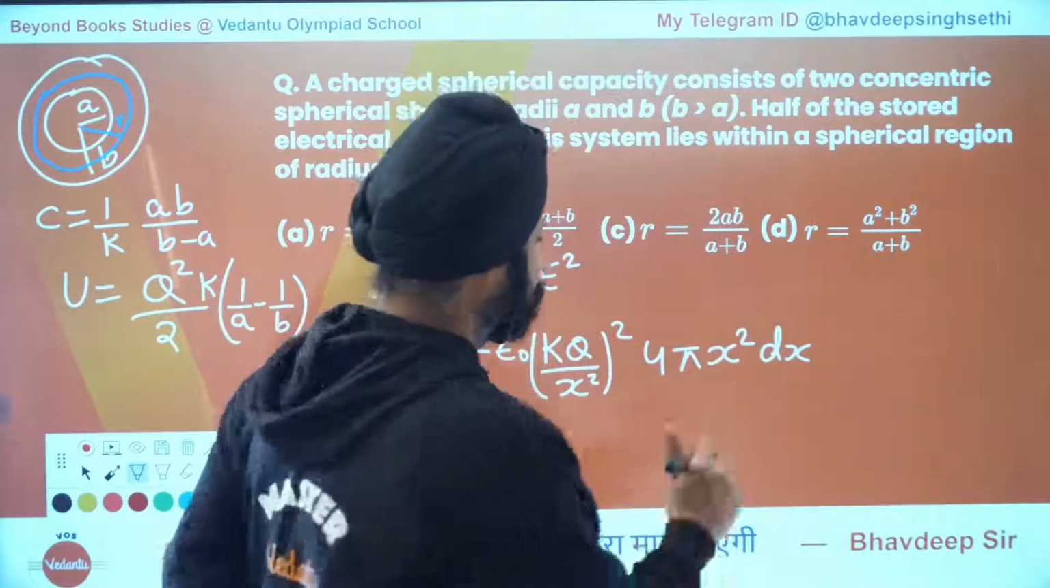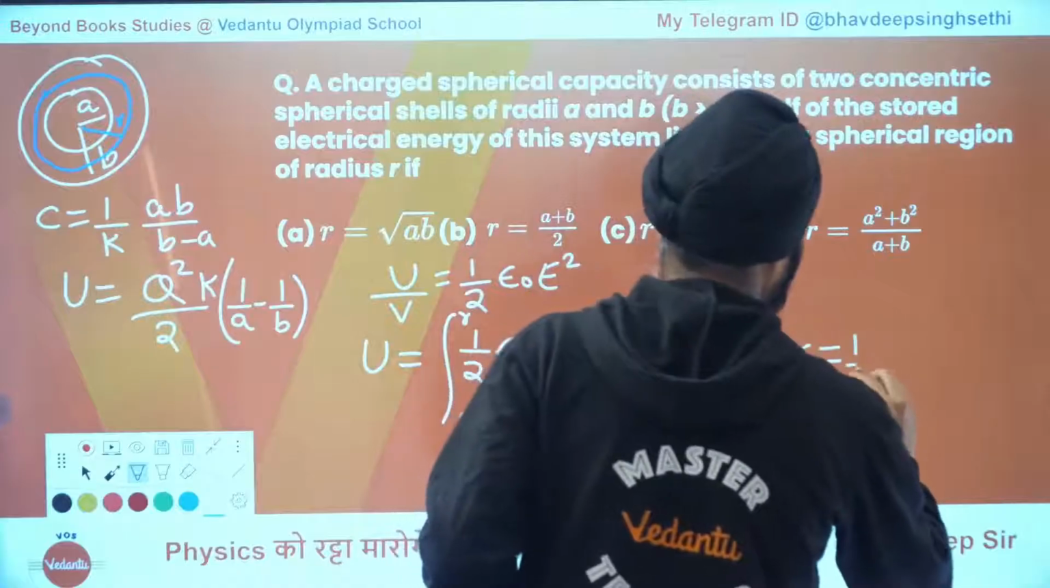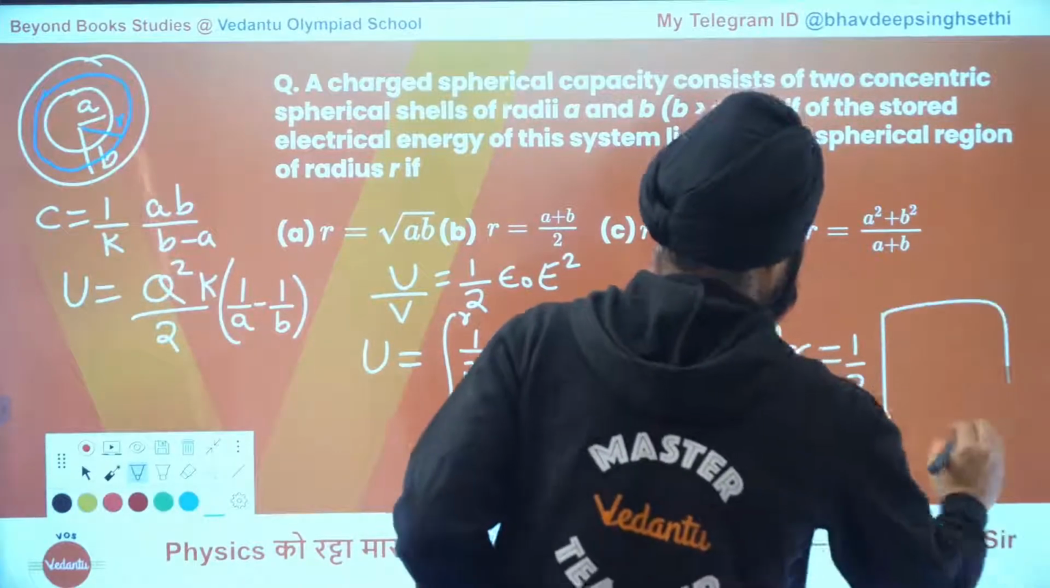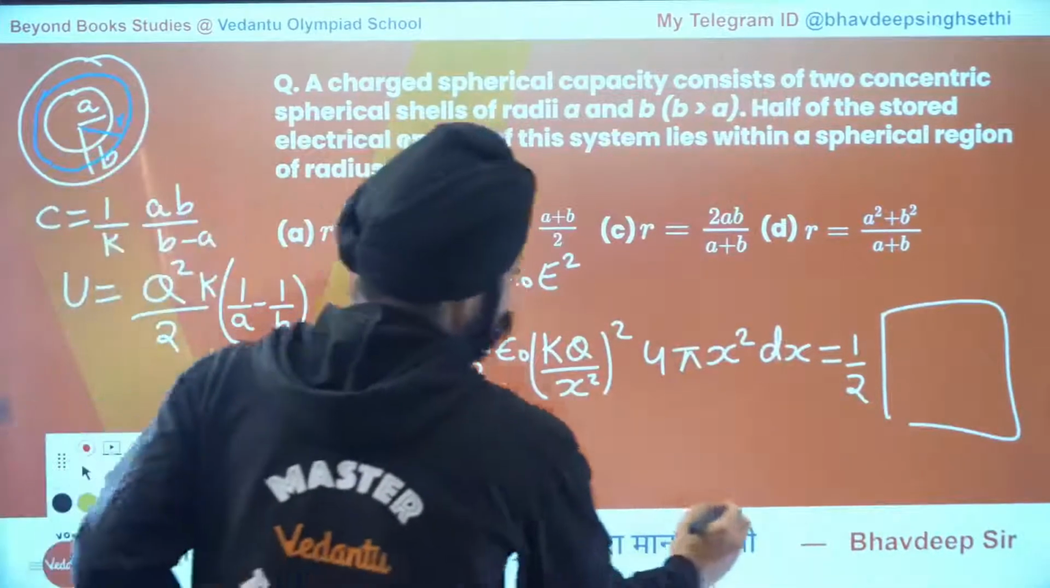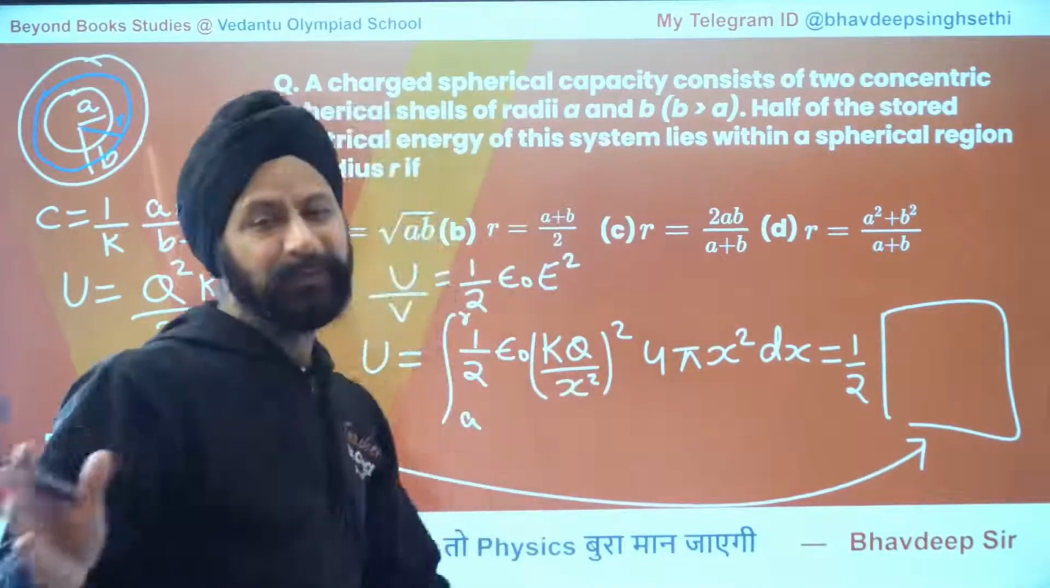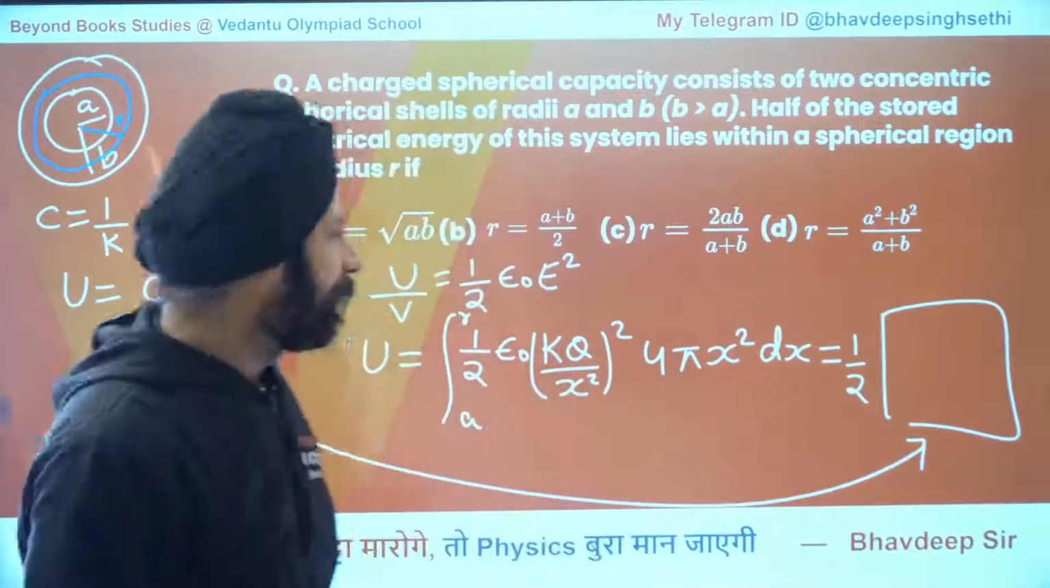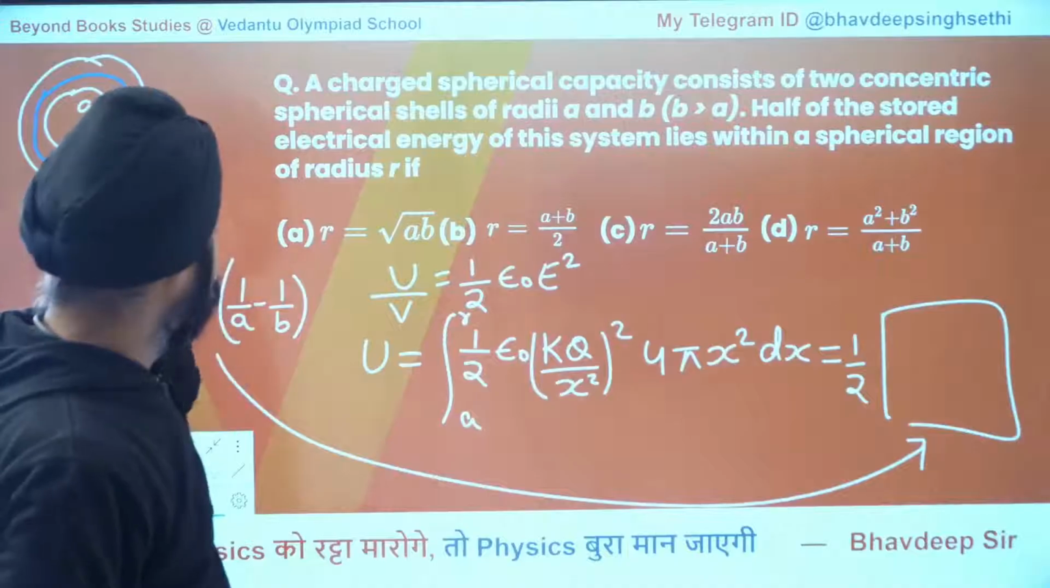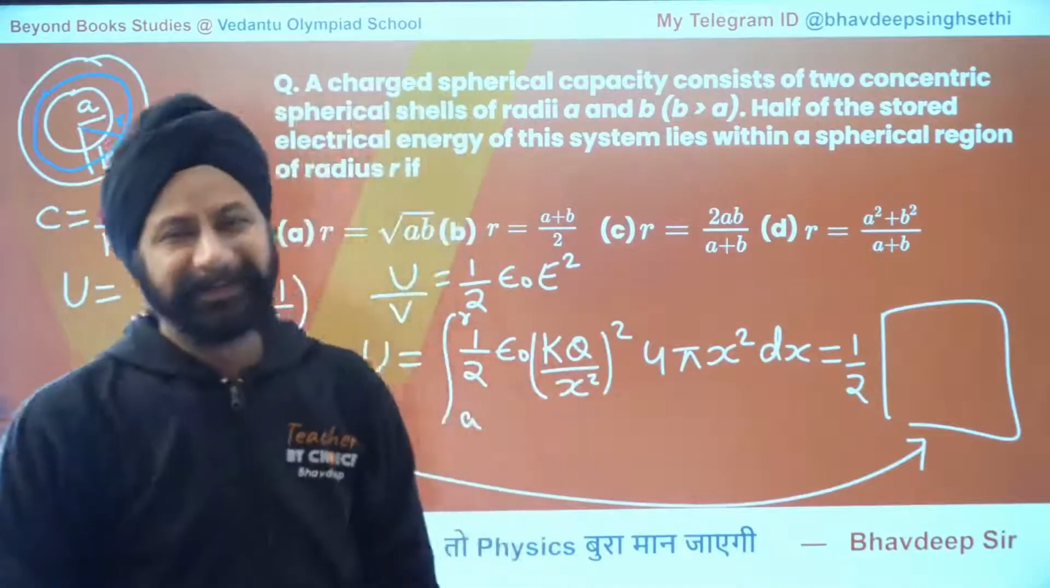So you can simply say it is equal to half times, and then you take this energy and plug it in here, and then you solve for R. It is very simple question, and if I remember correctly, you will get answer as C.